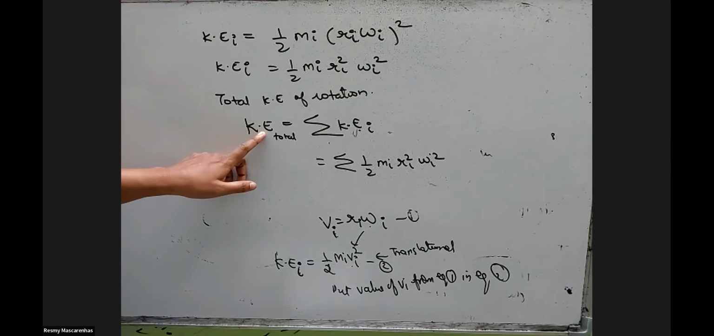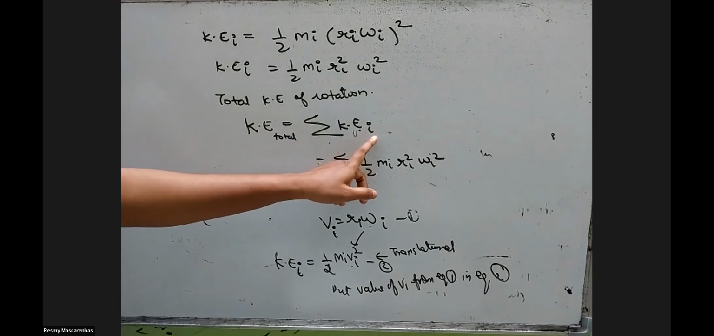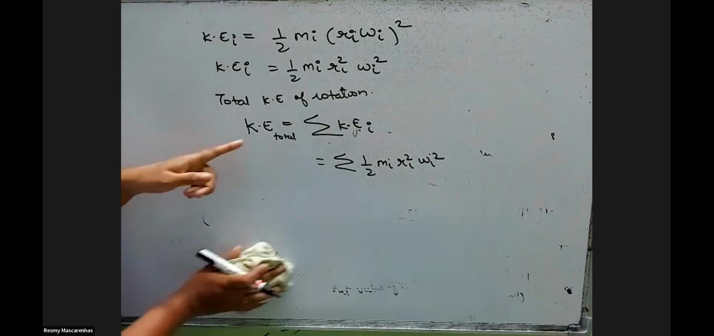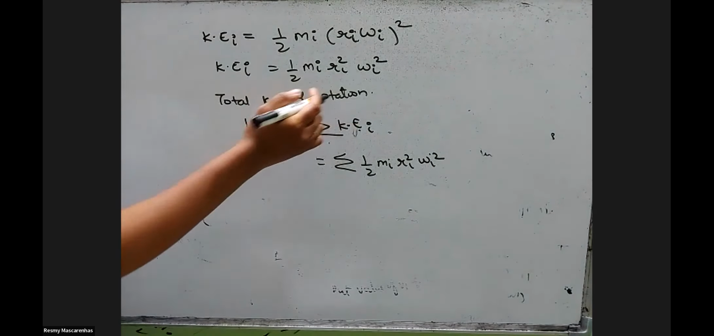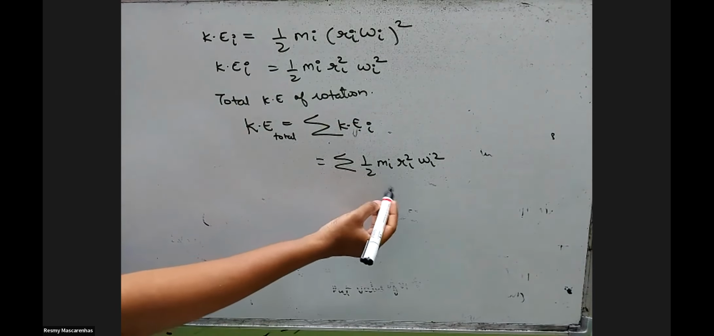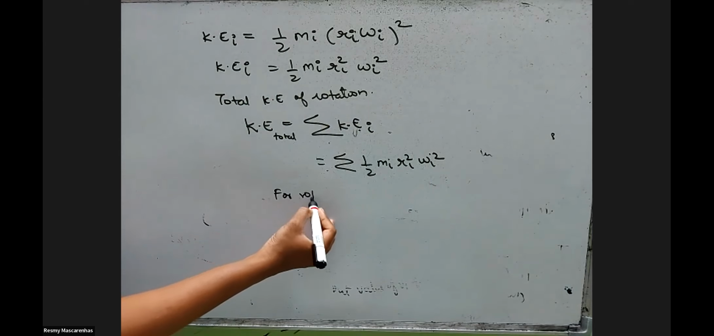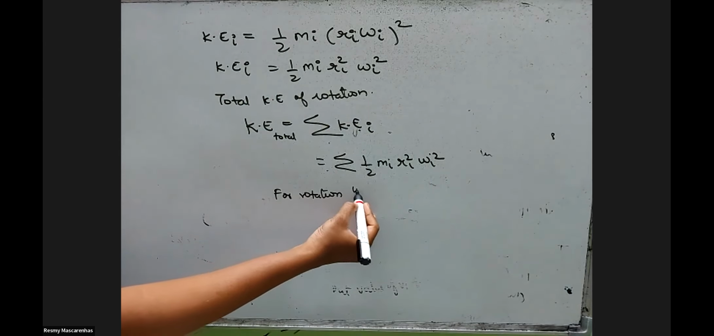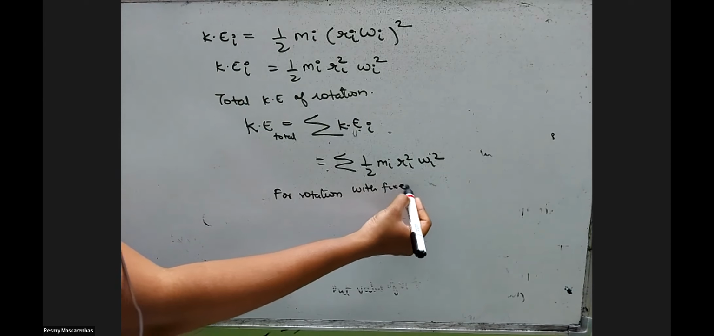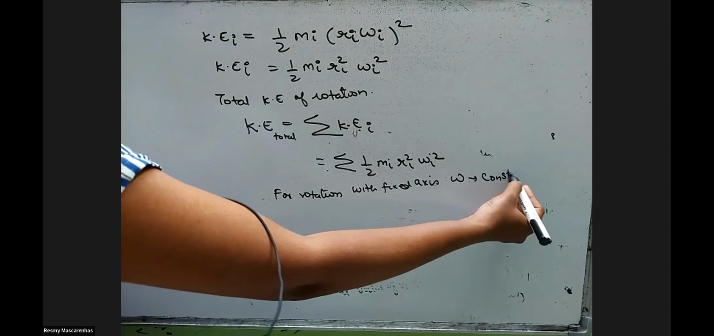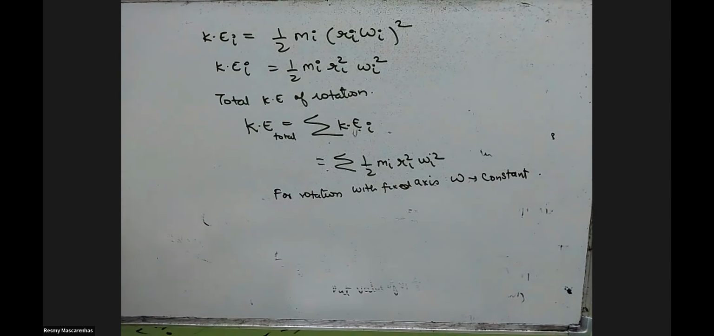Okay, total kinetic energy is the sum of all the ones where i is from 1 to n, all the n number of particles. If I add all the particles, I'll get the total kinetic energy of rotation of that particular body. Now half is a constant, I can always remove it out. And for rotation with a fixed axis, omega is always constant. Angular velocity will be constant.